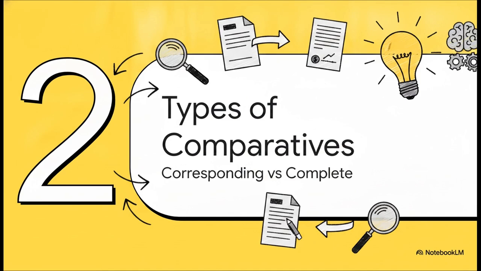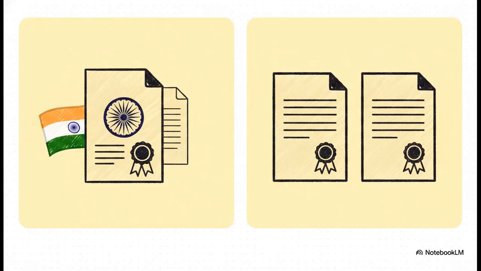Moving on to Section 2, two types of comparatives. Okay, pay close attention here because this distinction is absolutely the most frequently examined concept in SA 710. There are two very distinct types of comparative information. First, you have corresponding figures. This is where the previous year's figures are presented only for comparison with the current year. Because of that, the auditor expresses an opinion only on the current year. By the way, this is the standard setup under the Indian Companies Act.